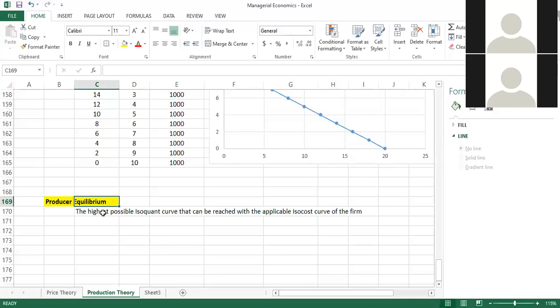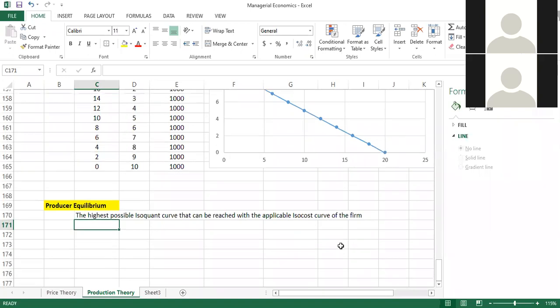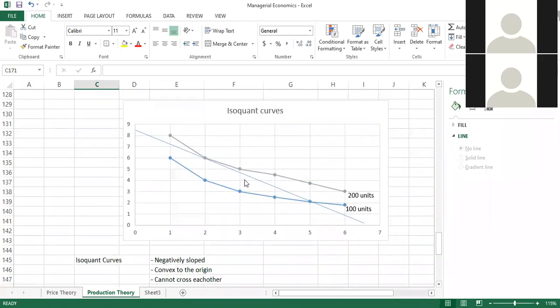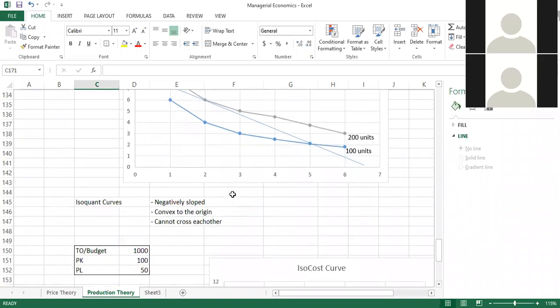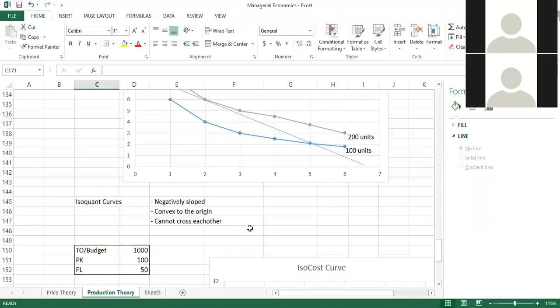Therefore, the producer equilibrium is the highest possible isoquant curve that can be reached with the given, or applicable, iso cost curve of the firm. So it is like this. That is what we call producer equilibrium. You can see this clearly on page number 230, where you can identify the producer equilibrium, the optimum output level.